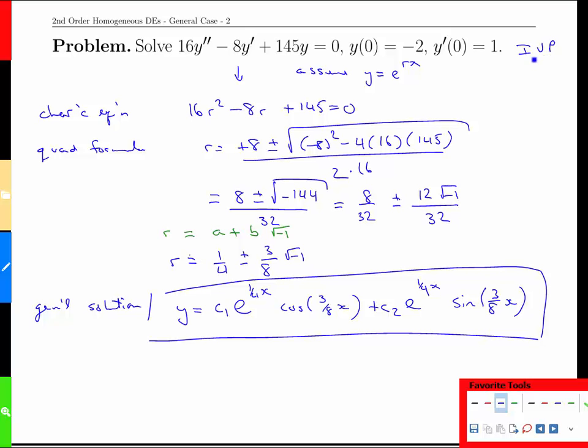In this particular question, we're more interested in using the initial values to solve for the constants. Notice again, we always have our C1, C2 unknown constants. These values will let us solve for those. We'll do that on the next page.